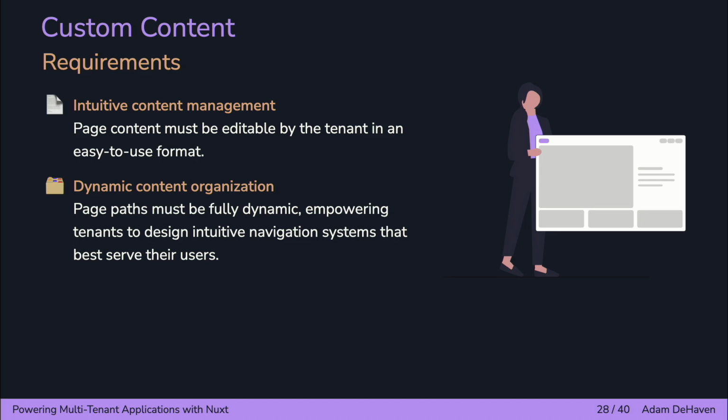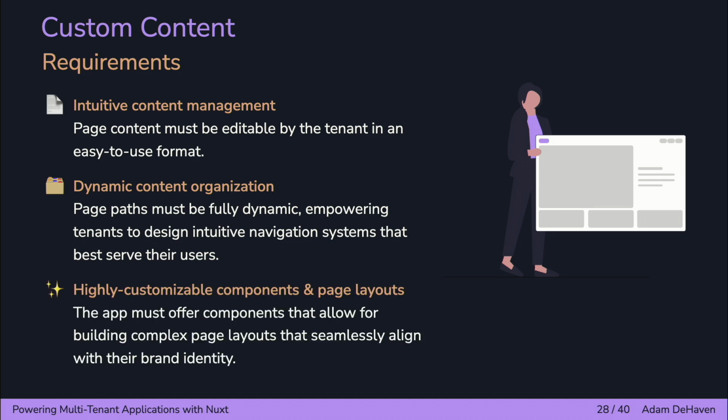The page paths in the app must be fully dynamic, right? So we want customers or tenants to be able to design intuitive navigation based on whatever their site structure may be. And the app must offer highly customizable components that can be used to build complex page layouts that seamlessly align with their brand identity, right?